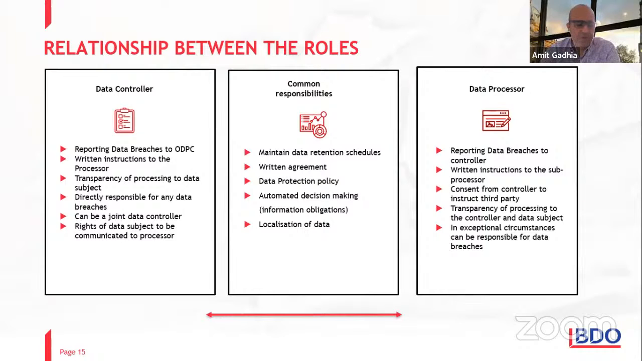The last two areas I'll be touching on are the joint obligations of data controllers and processors. One is to do with automated decision making. Basically, automated decision making is any decision made without human involvement. That is a globally acceptable definition of automated decision making, and I'll explain that further.